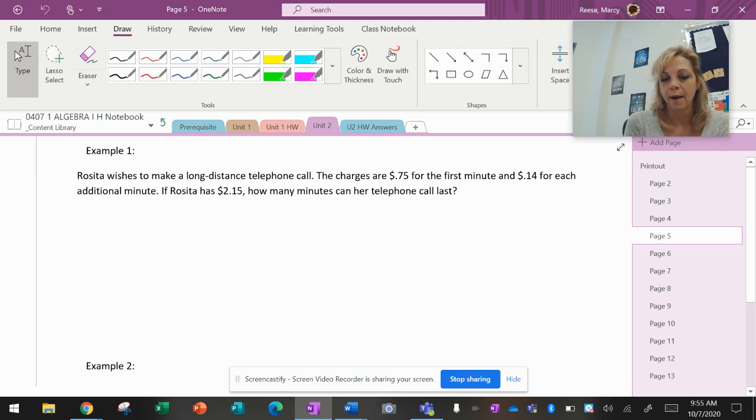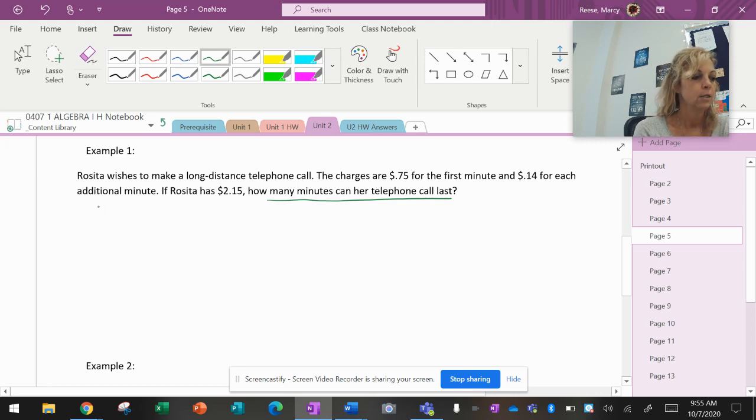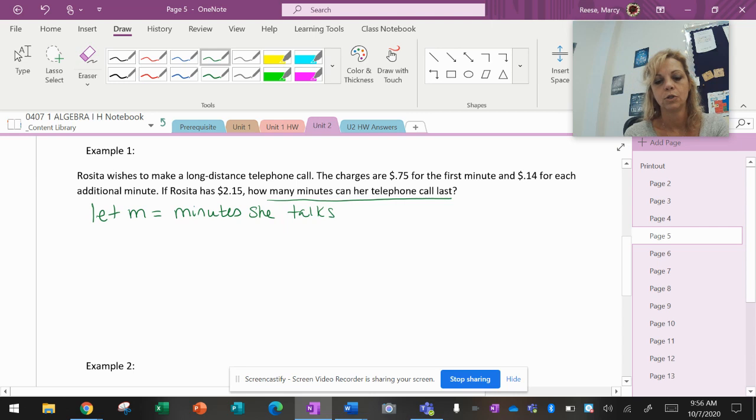Okay, so you've read this problem. So we need to know how many minutes her telephone call can last. So I'm going to say let M equal the minutes that she talks, or the minutes of the phone call. One of the two. All right.